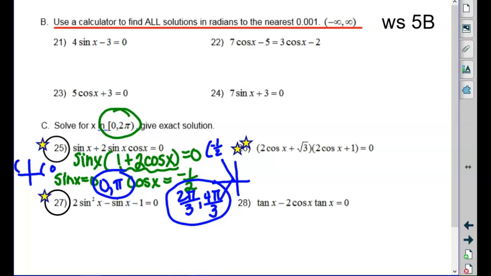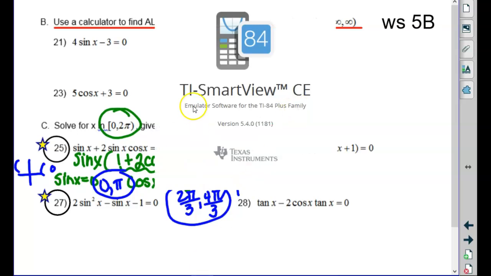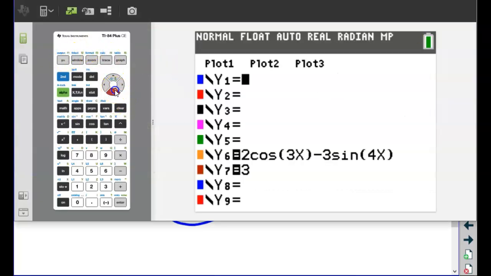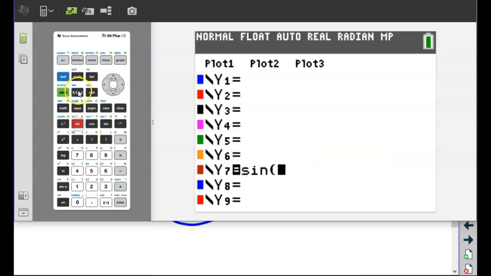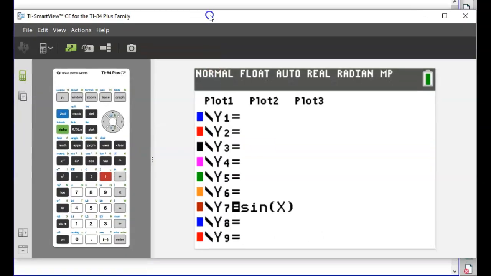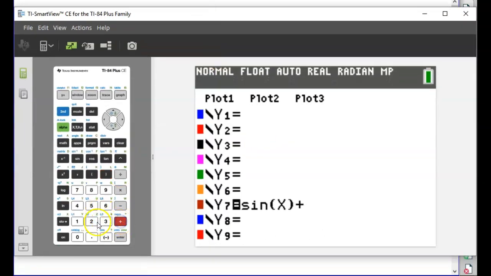Okay, I don't even have my calculator on, but is this one you could graph to determine if it had 4 solutions? Y equals, okay, someone tell me what the original question said. Sine x, close parenthesis, then what did it say? Plus 2 sine x times cosine x.